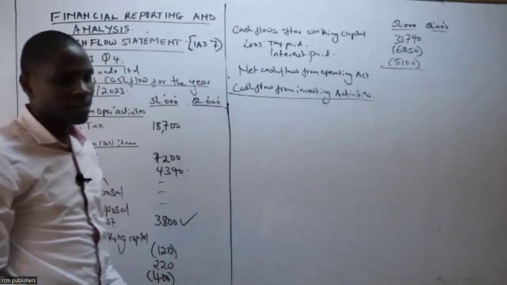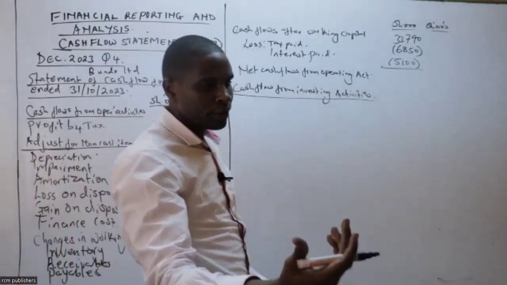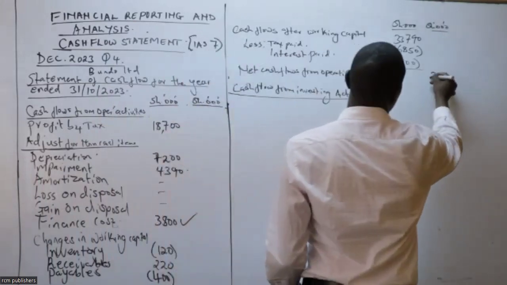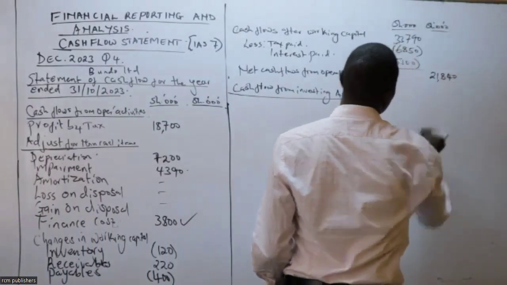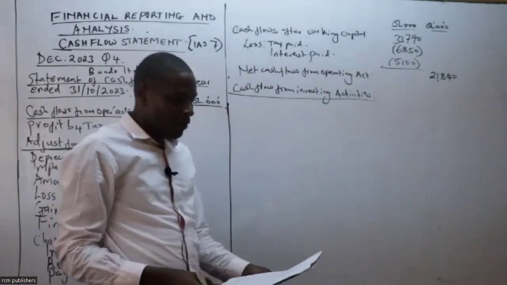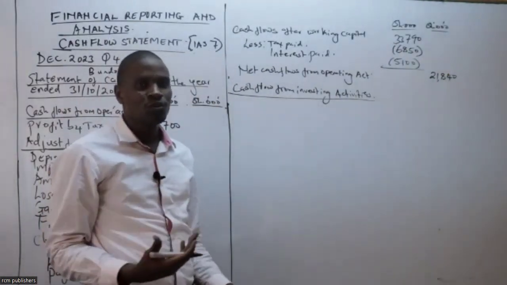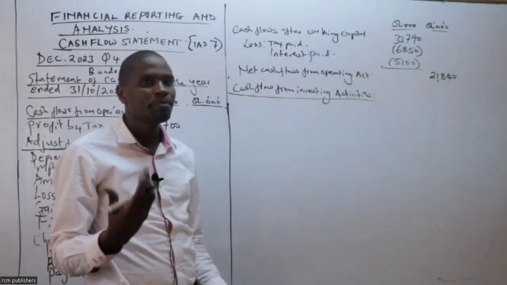And I told you that we get that from what? The non-current asset, 21,840. People are getting 21,840. Asante. And it's a positive. Now, from our analysis or from what we have seen, they acquired what? PPE, worth how much?